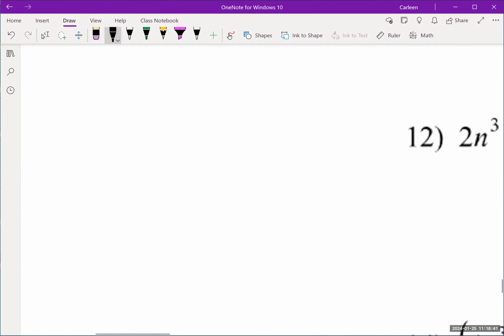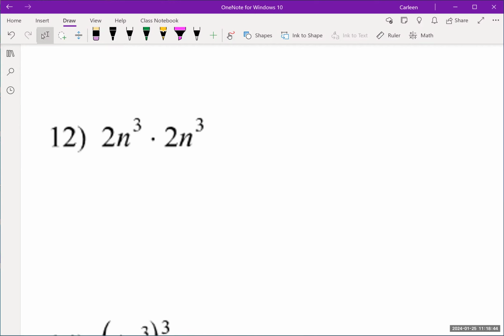Okay, let's try another one. Number 12. Multiply the coefficient, add the exponent. 2 times 2 is 4. 3 plus 3 is 6. Yeah, not too bad. So if you don't know how to do these, it's these basic building block problems, super important that you are not using a math solver on these. Practice them. It's kind of like flashcards. Okay, awesome.